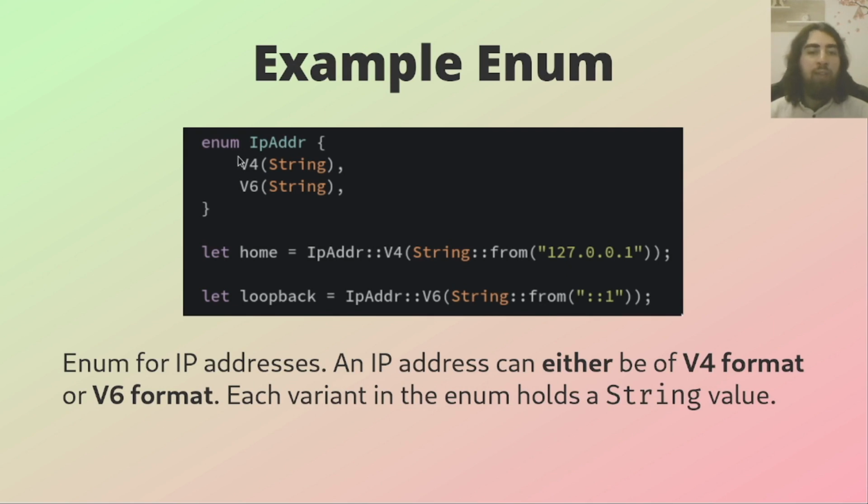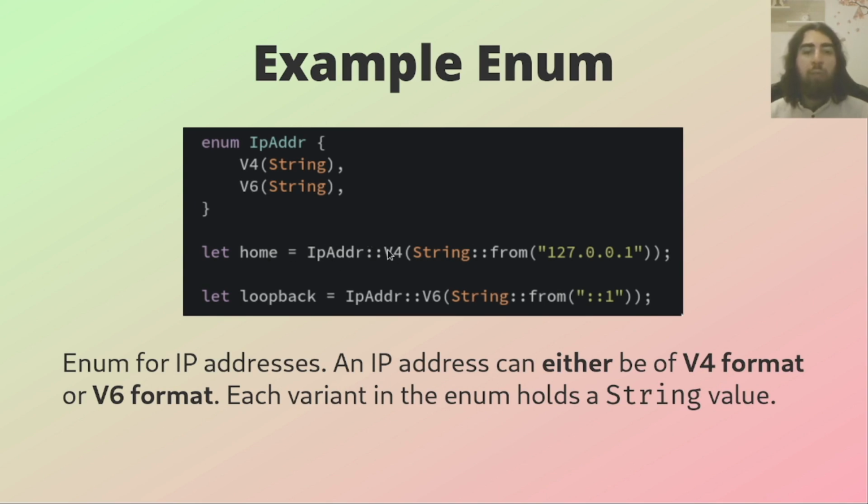So we have here the enum IP address, and this enum holds two variants. So in enums we call it variants and not fields like in structs. And each variant over here holds a type using tuple-like syntax. Alright, so an IP address, by the way, can be in either one of two formats. Either it's v4 or v6. And now we will see the difference between enums and structs.